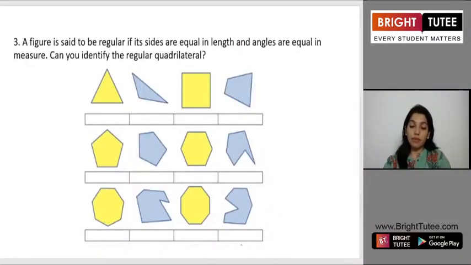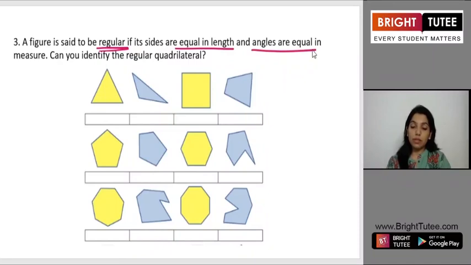Here it says a figure is said to be regular if its sides are equal in length and angles are equal in measure. Very important point to remember. What is a regular shape? Listen to this carefully. Regular shapes are those which have equal side lengths and the angles are also equal. So all the sides and all the angles should be equal. Only then the shape can be called a regular shape.